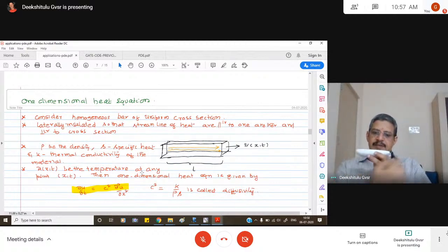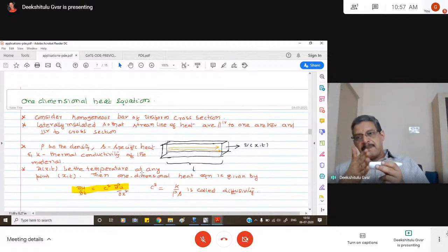They come like this, or they come like this, they leave like this. They leave like this. How do you say that? If this is the cross section of this material, that means the flow lines going out will be perpendicular to the end surfaces or cross sections. The heat flow streamlines will be perpendicular.